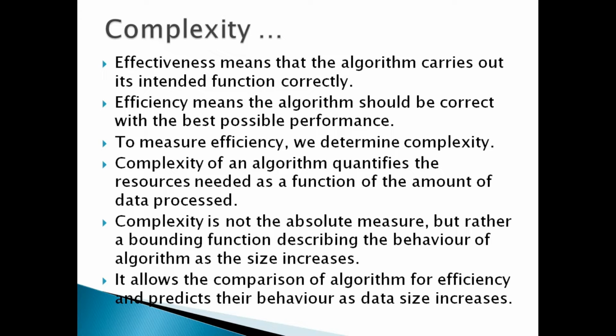Complexity is not an absolute measure. You will not be getting the absolute value, but it will be a bounding function describing the behavior of the algorithm as the size increases. So you will be getting an upper bound. Whenever you get the complexity, it will be an upper bound, that means the highest possible value of the complexity of that algorithm.